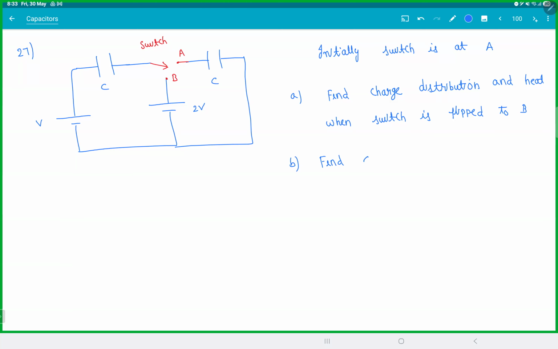Then again, find the charge distribution and the heat produced when the switch is flipped back to A. After bringing it to point B, you brought it back to A again. Third, if you do this infinite times, if you keep flipping the switch between A and B continuously, what are the final charges on the capacitor?